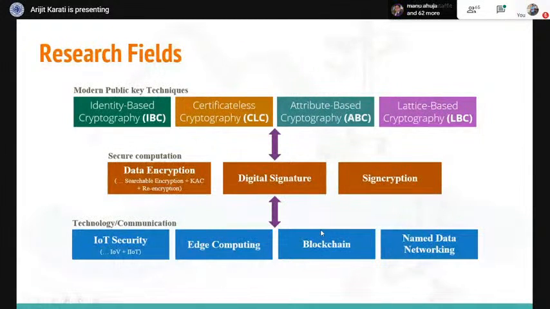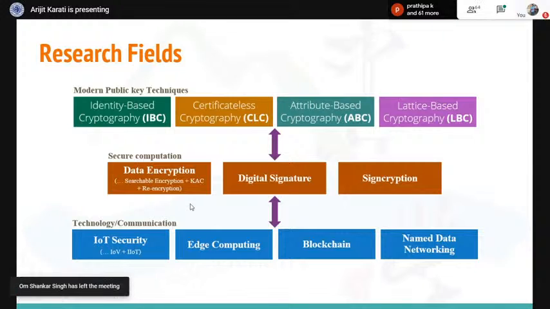So the certificate-less cryptography, attribute-based cryptography, and lattice-based cryptography. Basically, I design schemes based on these modern cryptographic techniques for technologies and communication protocols like IoT security, the Internet of Things, IoV, the Internet of Vehicles, and IIoT, edge computing systems, blockchain technologies, and named data networking.